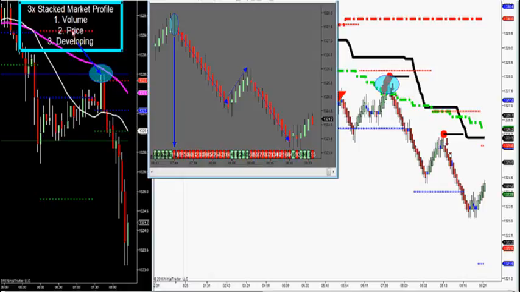I got 3 profiles I use. I use a volume profile, which are these solid lines, right? Control is blue, red is HVA, LVA is green. We sell high value area in downtrends. We never buy low value. We sell control also in downtrends. So the market retraced up to the control and the HVA and the LVA break retest over here on my white chart. That's 3 times area stacked.